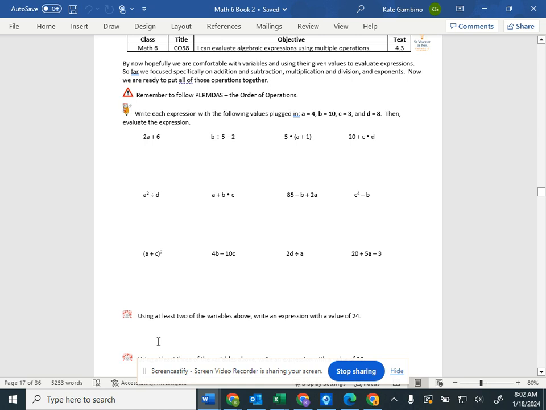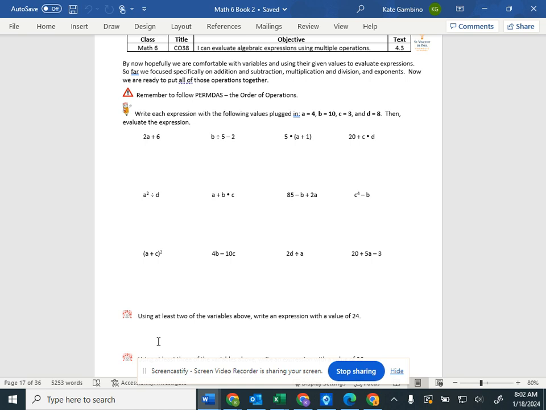Good morning. Today we are working on our next objective with those expressions and verbal phrases. We are doing CO38. I can evaluate algebraic expressions using multiple operations. First thing we want to know is what the word evaluate means. What does it mean to evaluate?